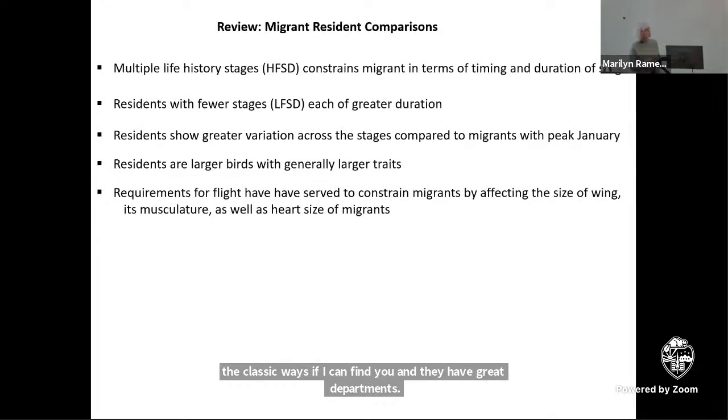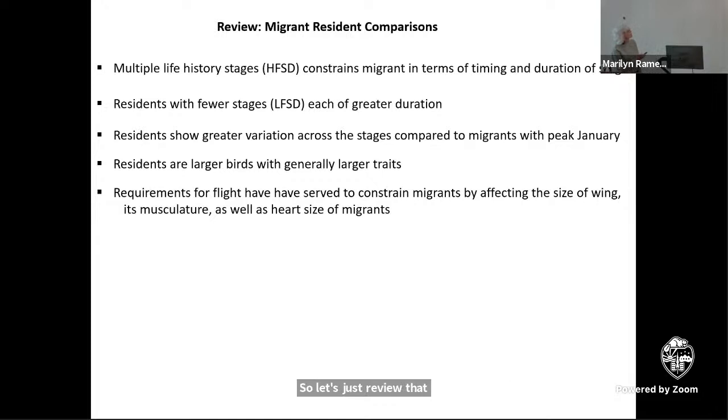So let's just review the migrant resident comparisons. The multiple life history stages, the HFSD constrains migrants in terms of timing and duration of the stages. Residents, with fewer stages, each have greater duration; the stages last for longer periods of time. Residents show greater variation across the stages compared to migrants, and those seem to appear during January. And we're thinking now that January might be the time when residents are most reactive or most responsive to local conditions.